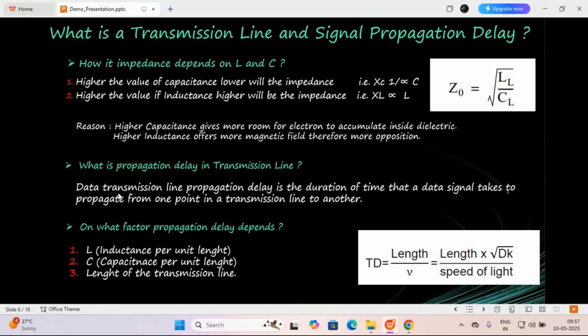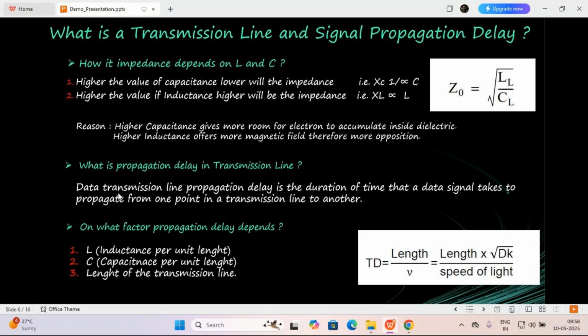Now, what is propagation delay? Propagation delay is the time taken by the signal to travel from point A to point B in the transmission line. So it is nothing but the time taken by the signal to travel from one point to another point in the circuit through the transmission line. How much time the signal takes becomes the propagation delay of the transmission line. So the longer the path, the longer the transmission line, the more time it will take, so the higher the propagation delay. Propagation delay also depends upon inductance, capacitance, and the length of the transmission line.